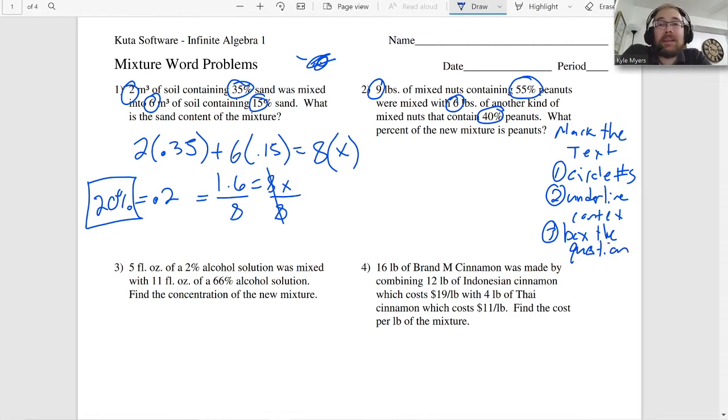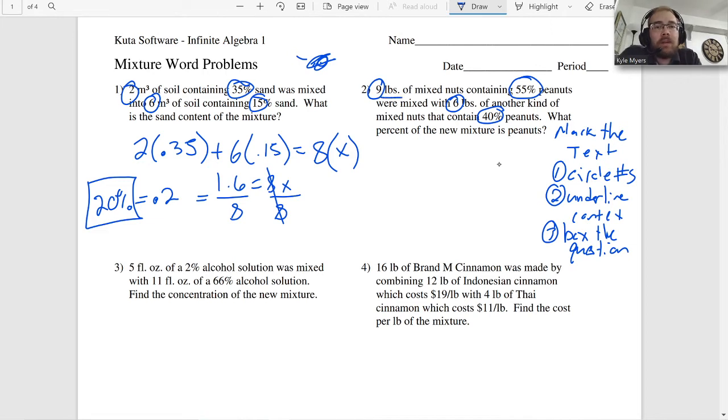All right, so this is my foolproof way of knowing exactly how to get started on a word problem. If you've ever been stuck on a word problem, this is super helpful. I've got this in another video as well. I'll probably put that in the description. All right, so circle the numbers, underline the context, box the question. We might do this a little bit more later on. I'm just going to introduce this on number two here, though.